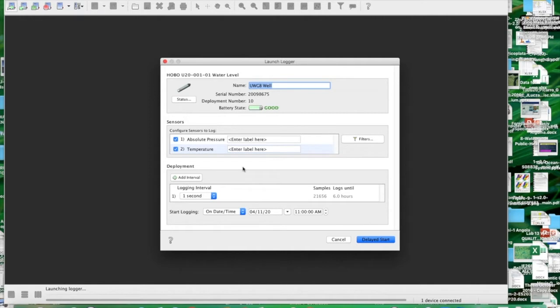So maybe I don't need a 1 second. I could make it 10 seconds or something. But I think I'll set this for a delayed start and start putting all the material down in the well, do the experiment, and then end it at some point.